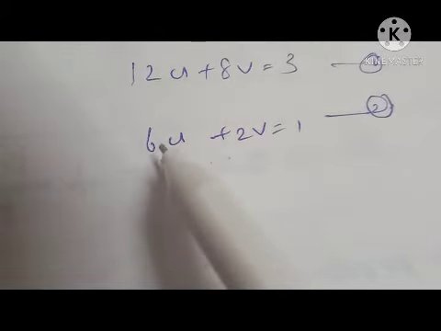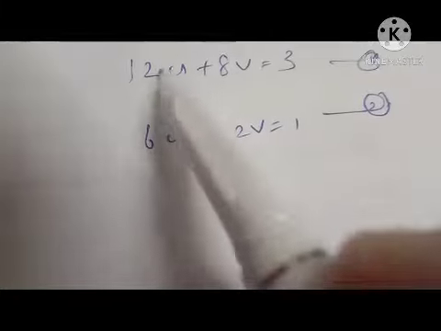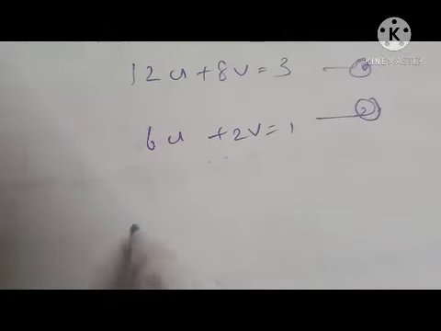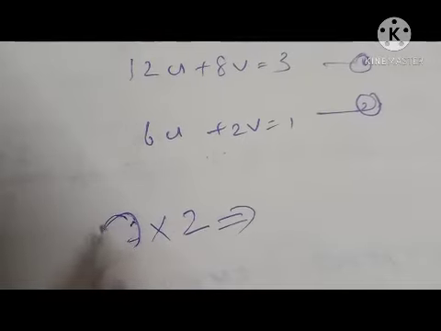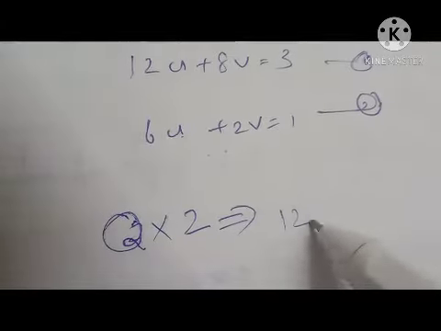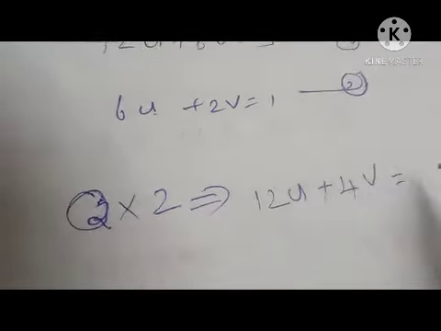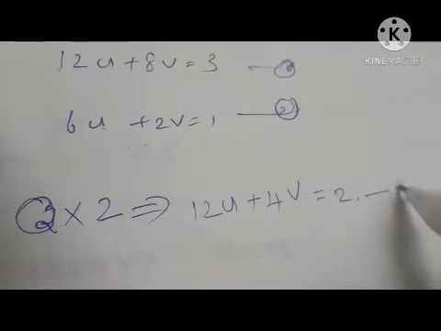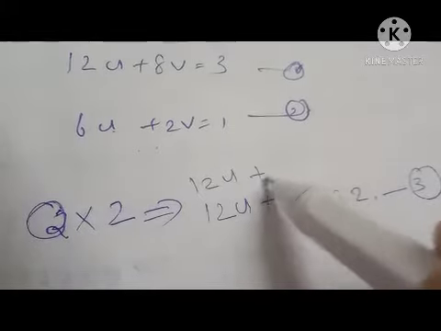Then we get the coefficient of u as 12 itself. Now these two should be same. So here I multiply equation 2 by 2. So 6 into 2 is 12, so 12u plus 2 into 2 is 4, 4v equal 1 into 2 is 2. This is the equation number 3. Equation 1 has no change. That itself we can write.